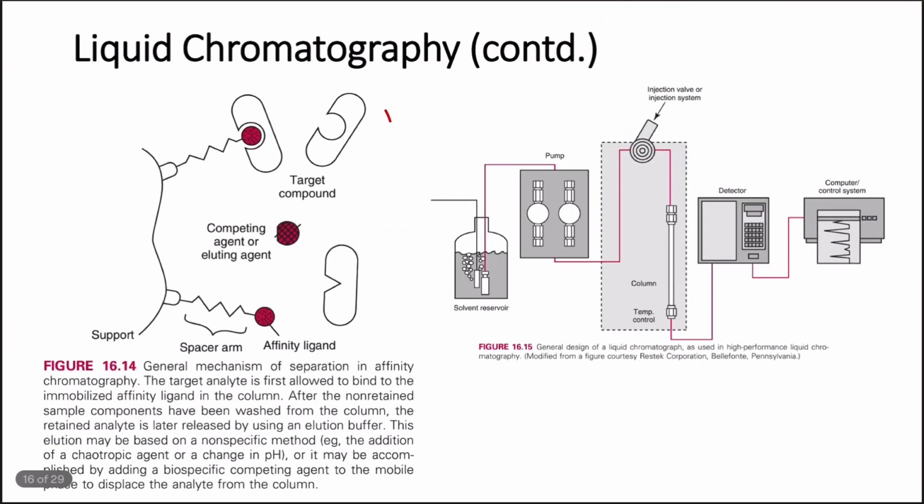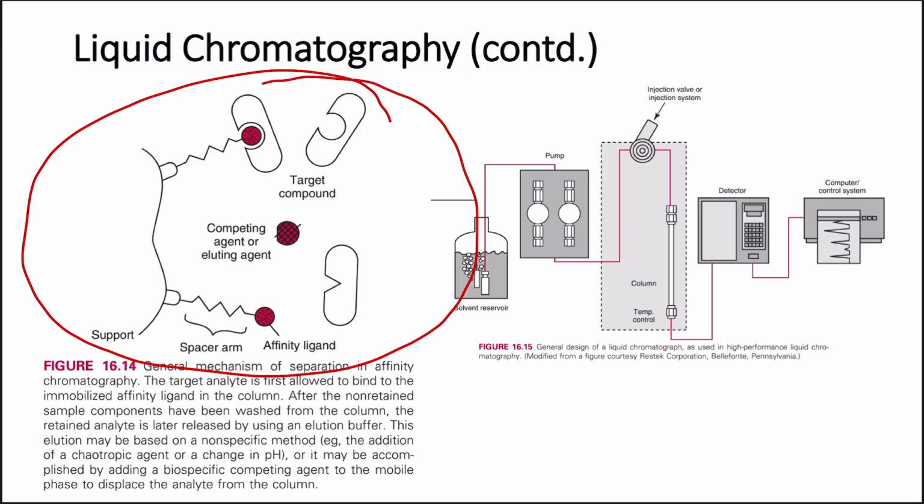Here you can see a pictorial depiction of the affinity chromatography. The affinity ligand is the compound which is attached to the support with the help of a spacer arm, which does not have any interaction with the compounds to be detected. And it is to this affinity ligand that the molecules which we need to detect will be binding, as you can see here.